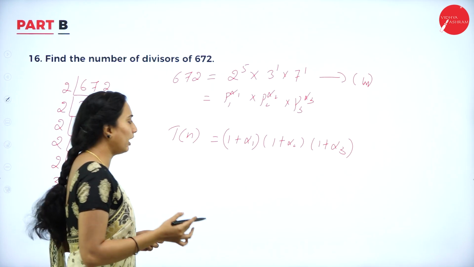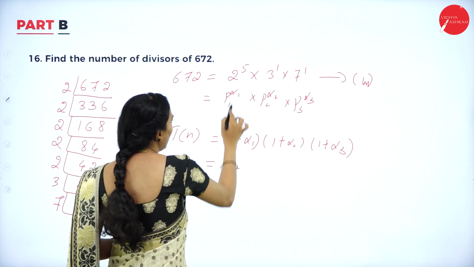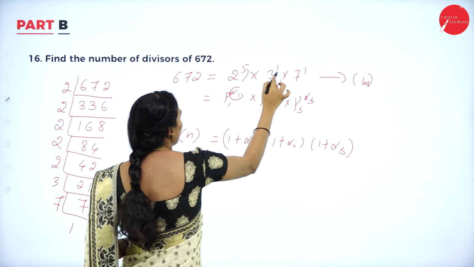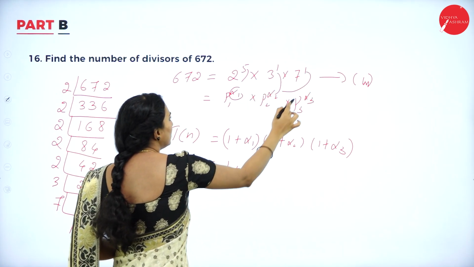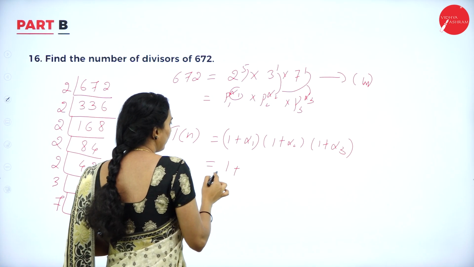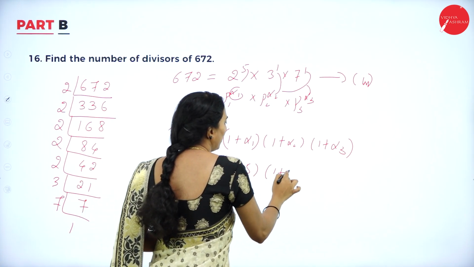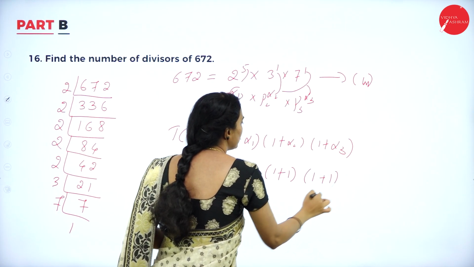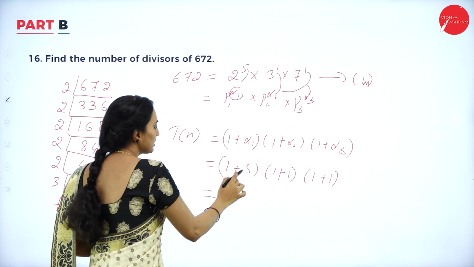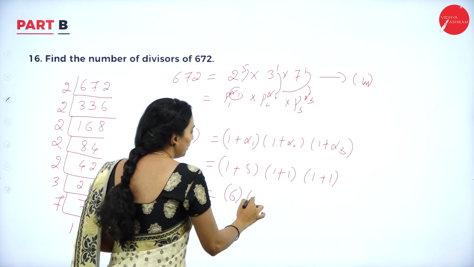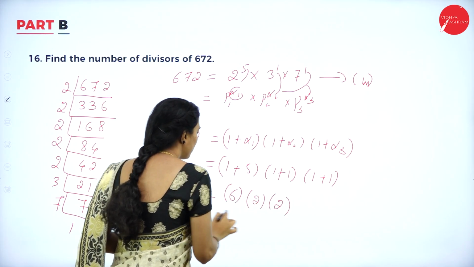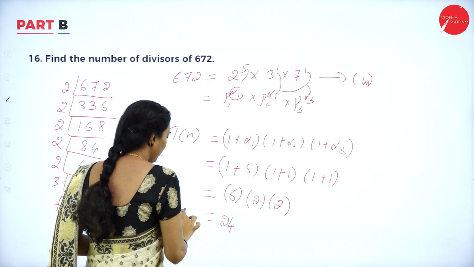Now here T of n is equal to 1 plus alpha 1, which is nothing but 5 here, alpha 2 is 1, and alpha 3 is 1. So therefore 1 plus 5 into 1 plus 1, which is alpha 2, into 1 plus 1, which is alpha 3. So 6 into 2 into 2. So the answer is equal to 24.